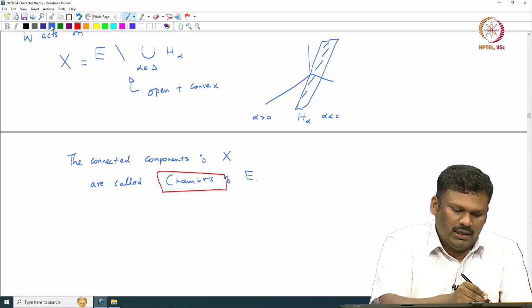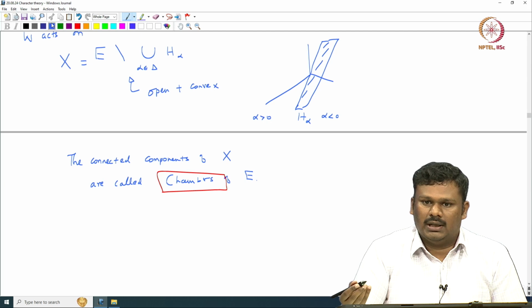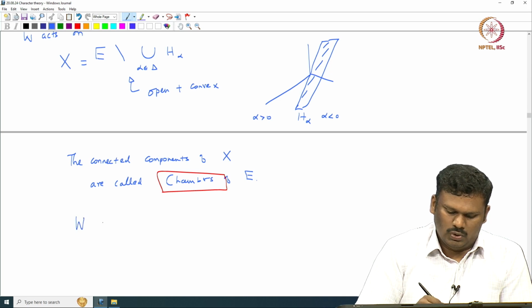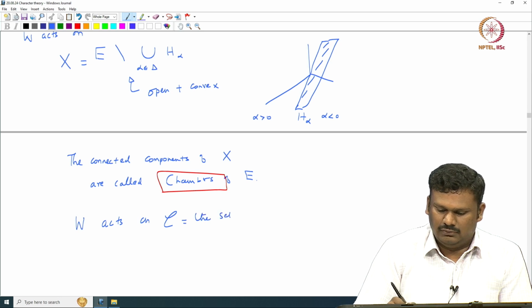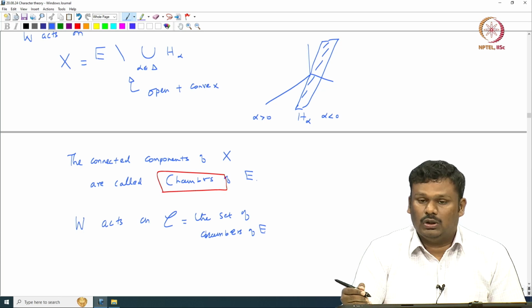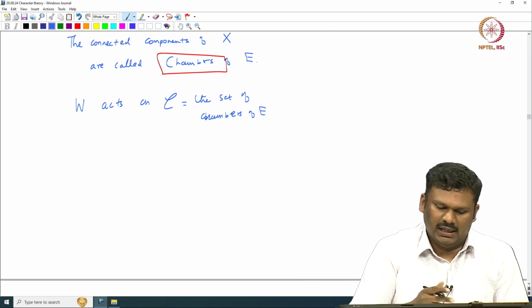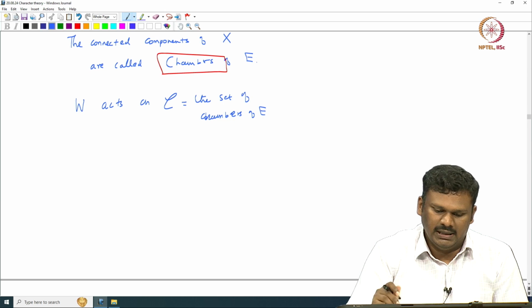Naturally the Weyl group acts on the chambers, because the Weyl group takes one connected component to another component, because the Weyl group action is continuous. So the Weyl group acts on this C, which is the set of chambers of E. Of course, it is all with respect to the Weyl group action. The chambers are defined using the Weyl group action, and then we have the Weyl group action on the chambers. Now we want to understand what this action is, how exactly W is acting on these chambers.